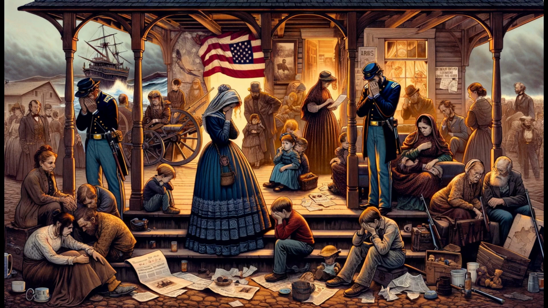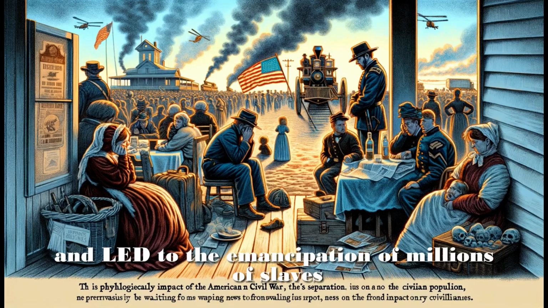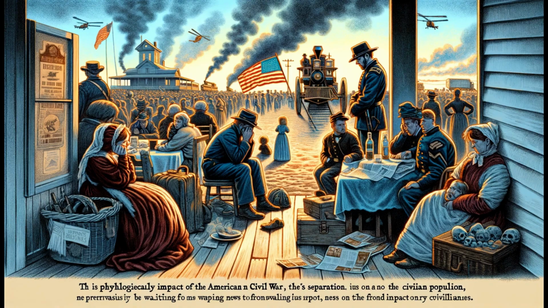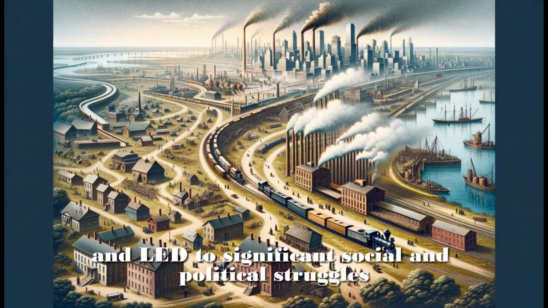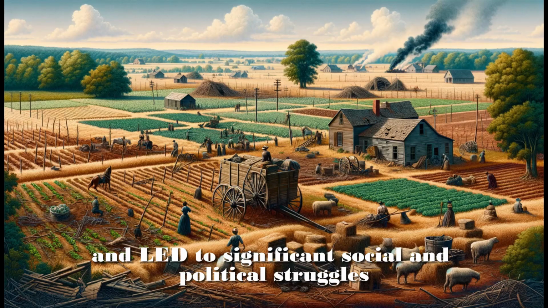Social changes. The war ended slavery and led to the emancipation of millions of slaves. However, racism and discrimination continued to be prevalent during this period and led to significant social and political struggles during Reconstruction.